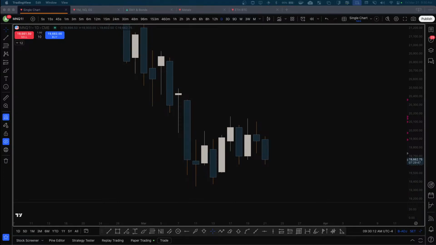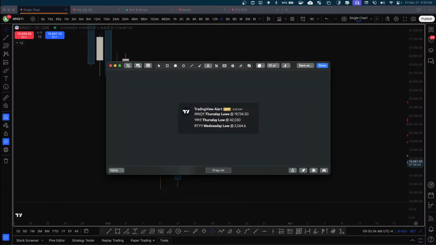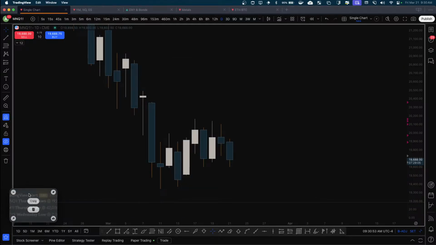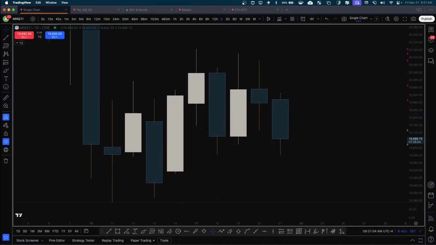What is this? Oh, sick. Okay. If you want to get these for free, let me show you how you get them. They look just like this. You can see these are Discord alerts, 8:30, 8:40 a.m. We saw it coming in. Thursday's lows got swept on NQ, YM, RTY gives us the price. So super helpful, right? Even if you're scalping specific time frames, it'll help you a lot to see what's going on.